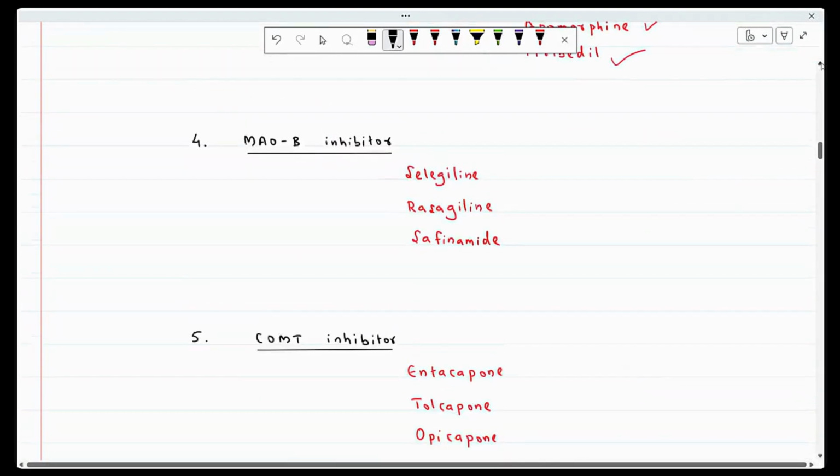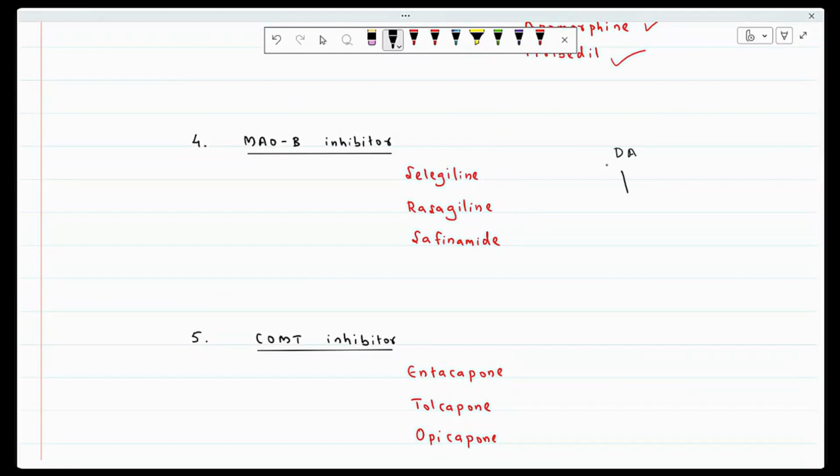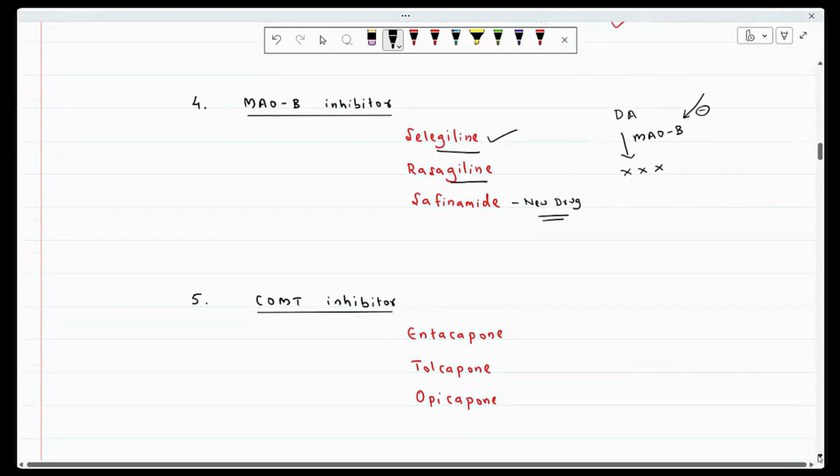As I told, dopamine will be metabolized to its corresponding metabolites by the enzyme monoamine oxidase B. If you can inhibit this enzyme, you can increase the dopamine level, correct? So they are called MAO-B inhibitors, and the examples are selegiline, rasagiline. You look at the name: gilines, selegiline, rasagiline. And safinamide is a new MAO-B inhibitor that can be used in the treatment of Parkinsonism.